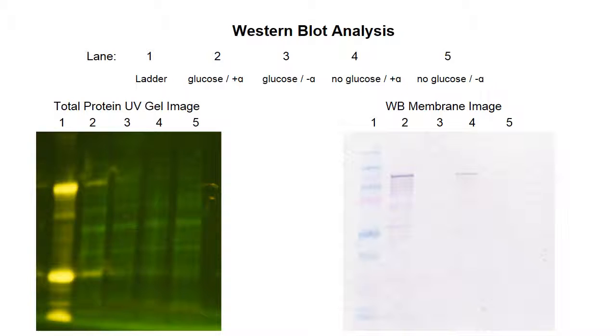We have 5 lanes set up for this Western blot. The first being a protein ladder to help us quantify that we are observing beta-gal. The second is a lane with glucose and alpha factor added. The third lane is glucose without alpha factor. The fourth lane has no glucose, but it does have alpha factor. And the fifth and final lane has no glucose and no alpha factor.